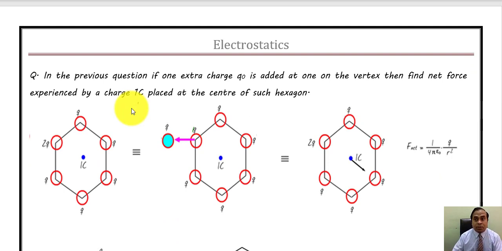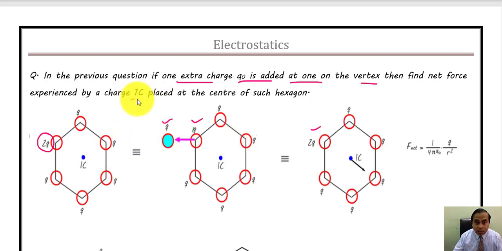Now in the previous question, one extra charge q is added to one of the vertices. Earlier we had Q charge placed on it, and now we have one extra charge. Because charge is additive in nature, we have 2q charge at one vertex. Now this 2q can be separated into q and q. Suppose, because charge is additive, let us have a separation. Now this q and q will add up to 2q value.